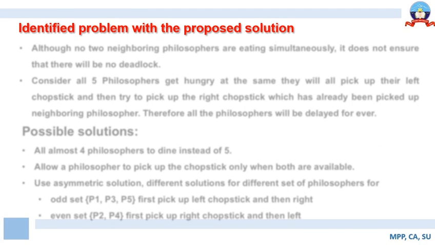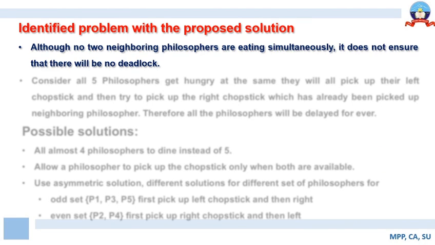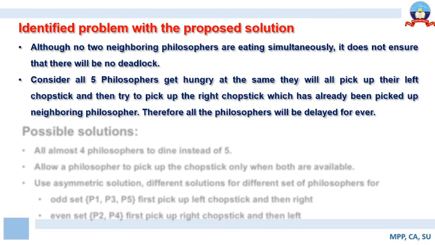Now, there are some identified problems with the proposed solution. The first problem is, although no two philosophers are eating simultaneously, it does not ensure that there will be no deadlock. Right? This point is to be understood carefully. Although no two philosophers are eating simultaneously, it does not ensure that there will be no deadlock. Let us consider a situation. Let us consider all 5 philosophers get hungry at the same time.